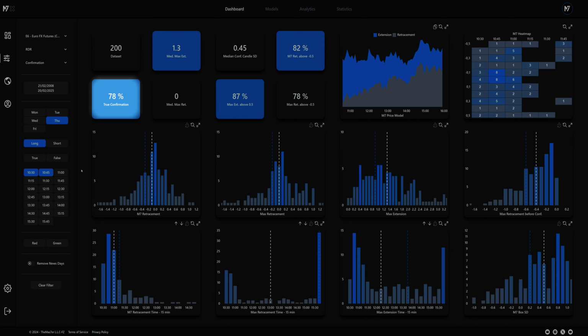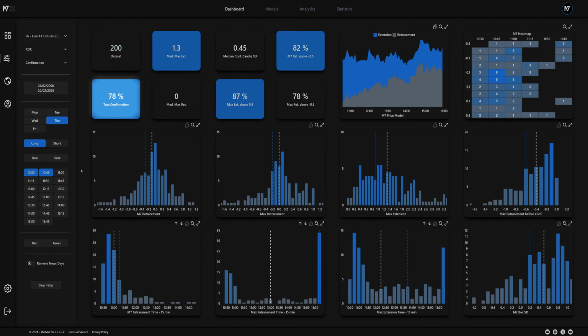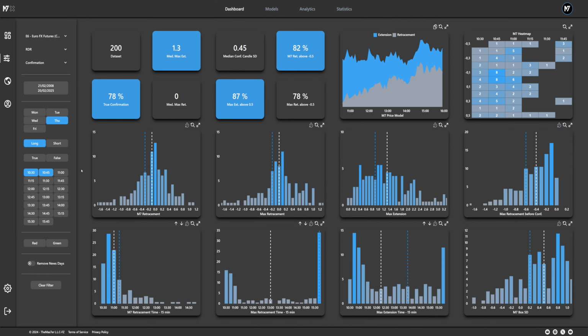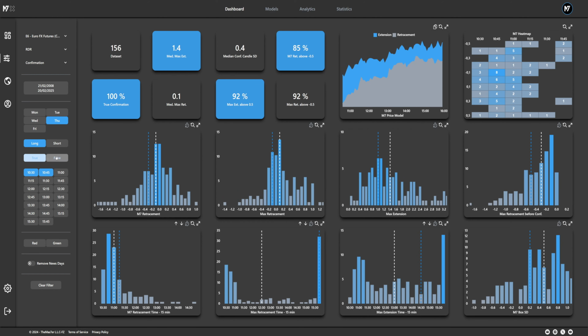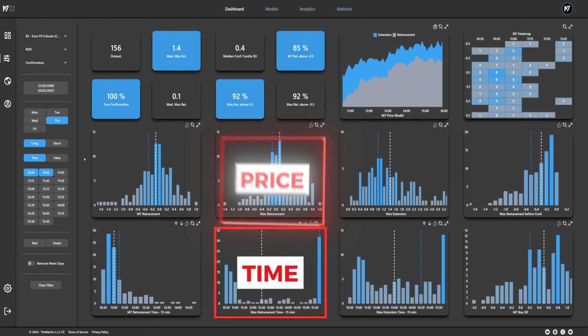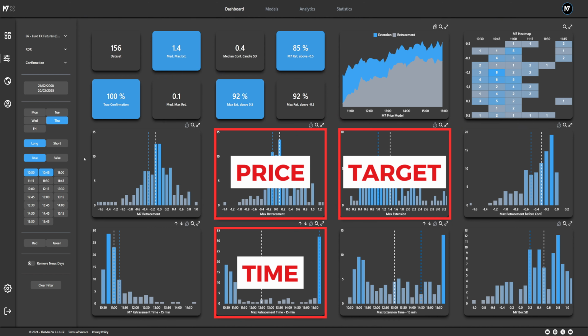The first thing to note is that once we get a long confirmation in that time window, the DR session held true 78% of the time in the past. Because we assume that the DR session holds true, we will check the true box and QuantX will only show historical data for true scenarios. After that, we want to identify the optimal time, retracement or price areas, and lastly, a high probability target for the session.